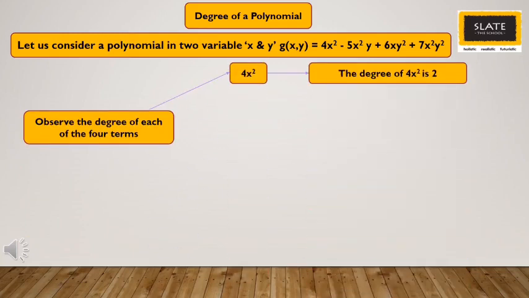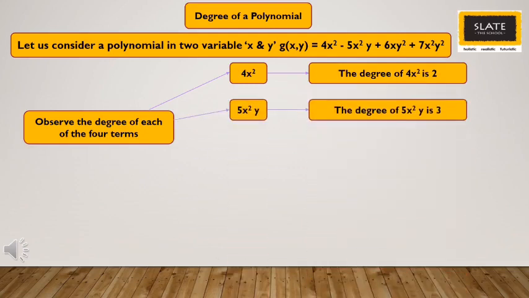If you see second term, 5x square y, there are two variables x and y, and exponent of x is 2 and exponent of y is 1. Sum of the exponents of the two variables is 2 plus 1 is equal to 3, which becomes degree of the term 5x square y.